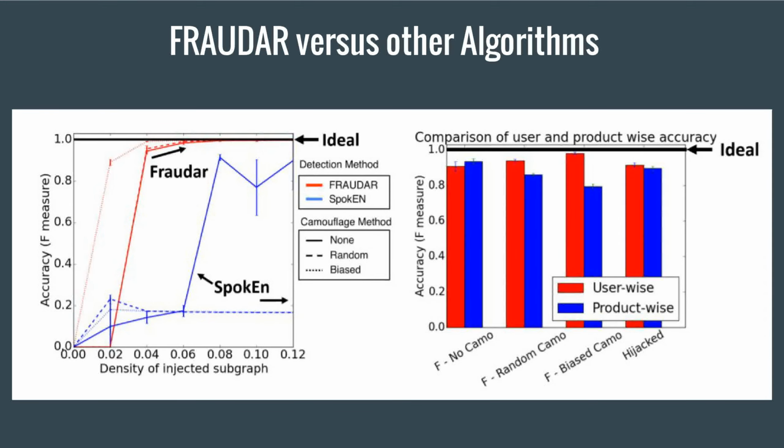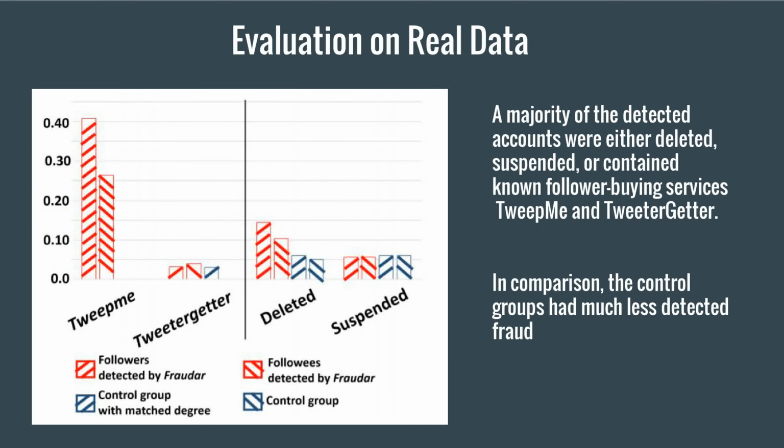The FRAUDAR algorithm was tested on both synthetic and real data. For synthetic evaluation, 200 fraudulent entities were added to a graph of 2,000 entities. FRAUDAR performed the best, with close to ideal results on each of the four types of camouflage as seen on the right. Real-world Twitter account data was also used to evaluate the algorithm. The accounts detected by FRAUDAR had tweets offering follower buying services and they had not been deleted since the 7 years the data had been available.